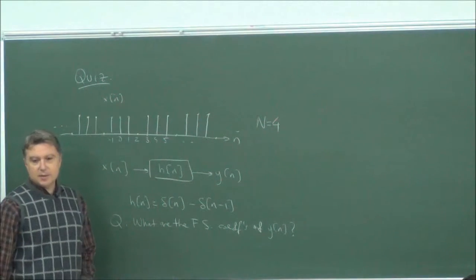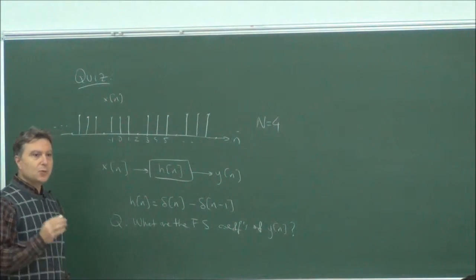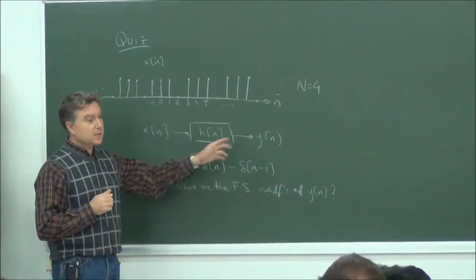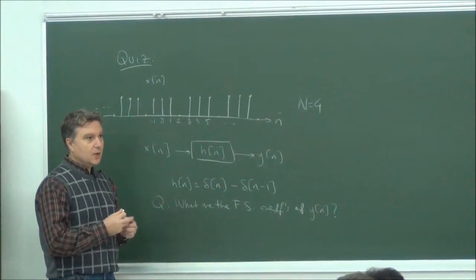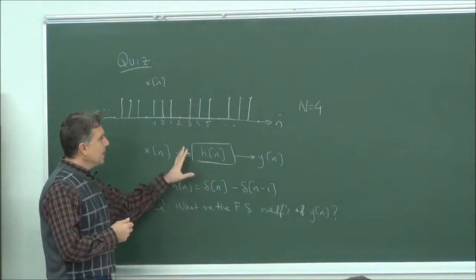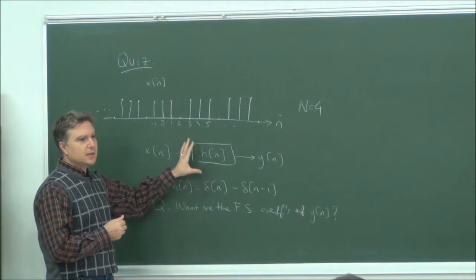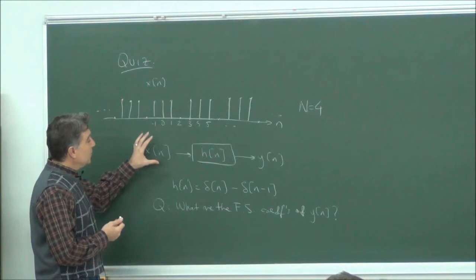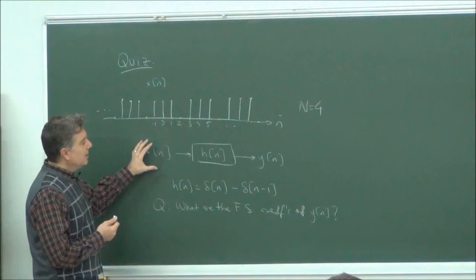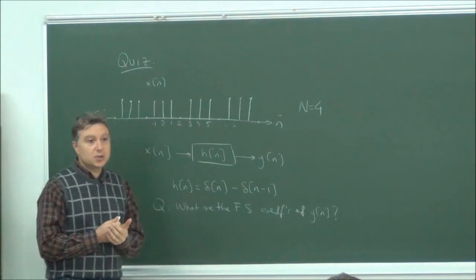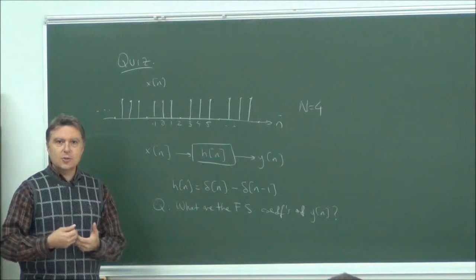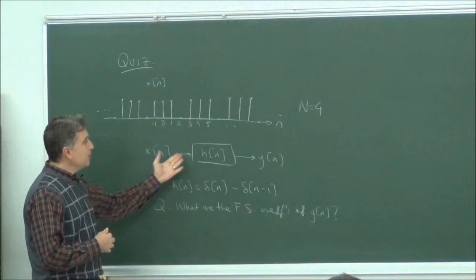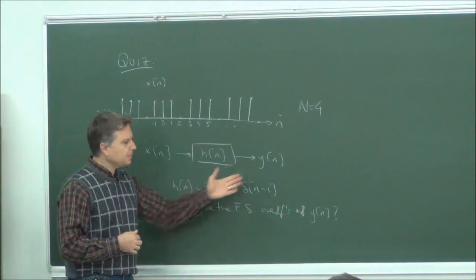Now, let me start by reminding you of one important property of passing through linear and time invariant systems. If I'm giving you the impulse response or the frequency response, that automatically makes the system linear and time invariant by definition. So when a periodic signal passes through an LTI system, the fundamental period doesn't change. So the output is automatically just another periodic signal with period equal to 4. That's what we would expect.